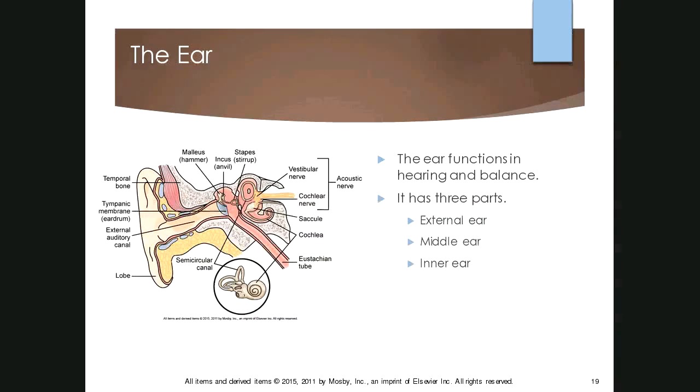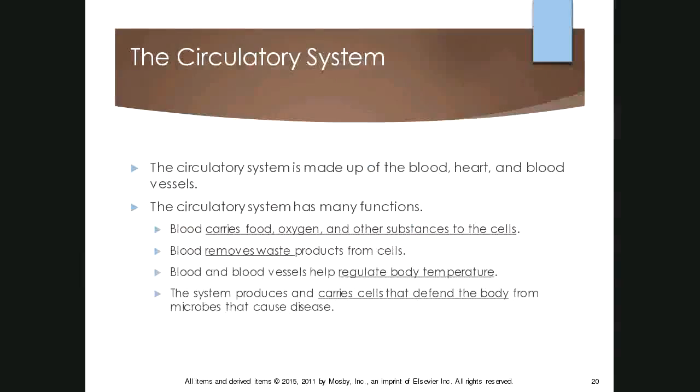Circulatory system, let me get that slide to come on here. Okay, the circulatory system is made up of the blood, heart, and blood vessels. Blood carries food, oxygen, and other substances to the cell. It also removes waste, and it regulates body temp. The system produces and carries cells that defend the body from microbes, and it's through the white blood cells that they do this.